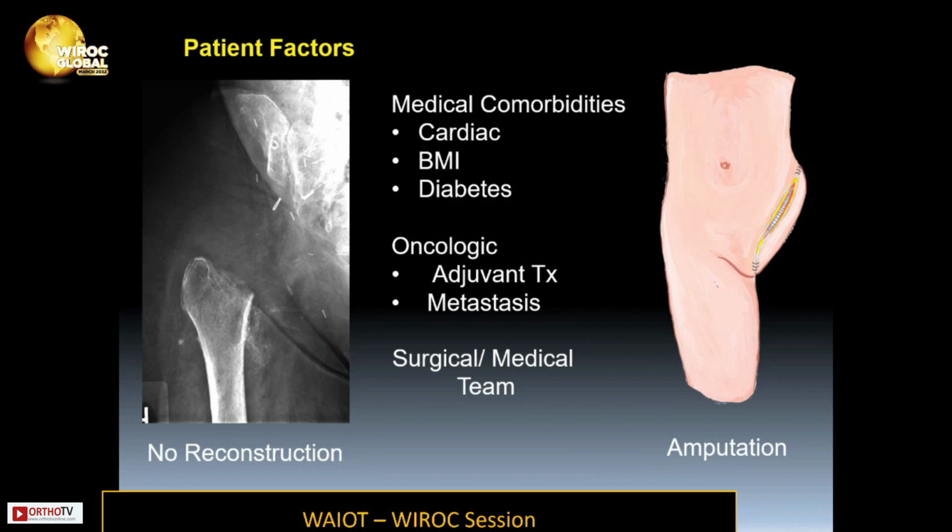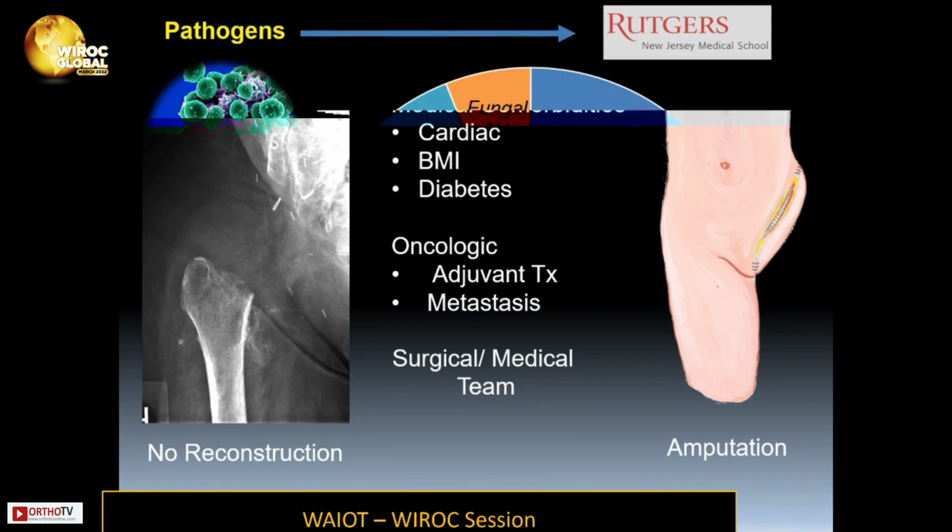Patient factors include the medical comorbidities of cardiac disease, obesity, and diabetes. Oncologic factors include adjuvant treatment and the presence of metastatic disease. The surgical and medical team must be well trained, and oftentimes no reconstruction or amputation is the only option.